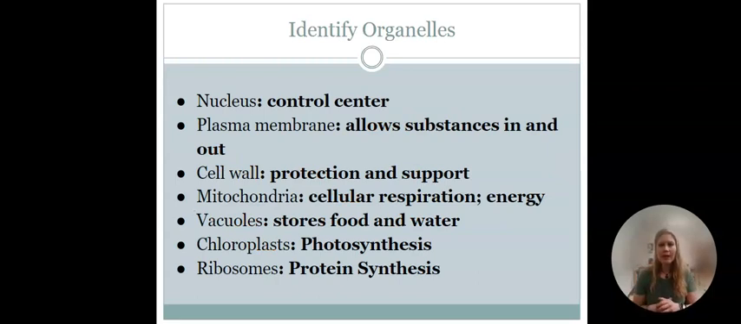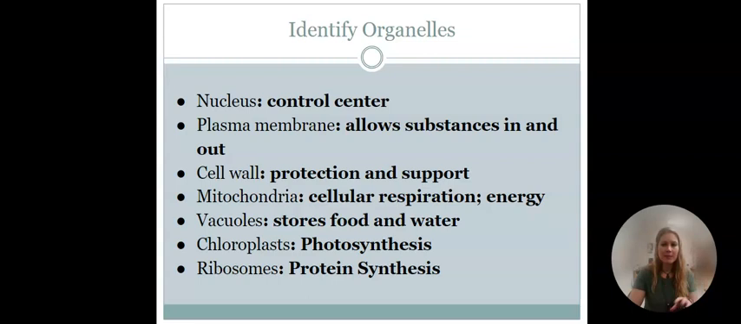So starting off with our organelles, this is just a short list of the most important organelles that you need to be familiar with for the EOC test. This is by no means a complete list of all the organelles found within a cell, but they'll be the ones that you're going to be expected to know. So you've got your nucleus, your plasma membrane, aka cell membrane. Both words are used interchangeably. Cell wall, mitochondria, vacuoles, chloroplasts, and ribosomes. Again, those are just the big ones.